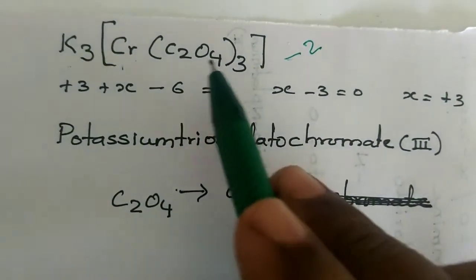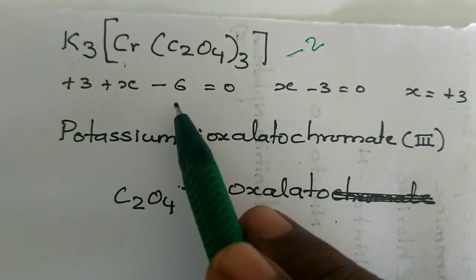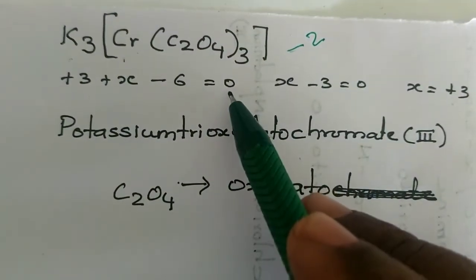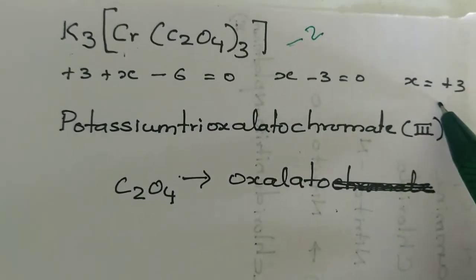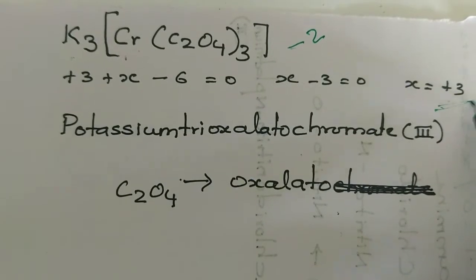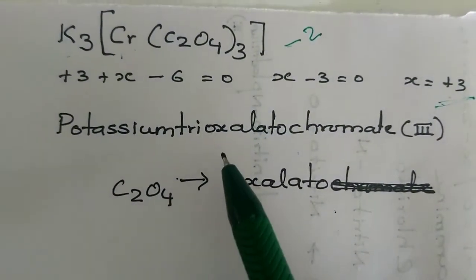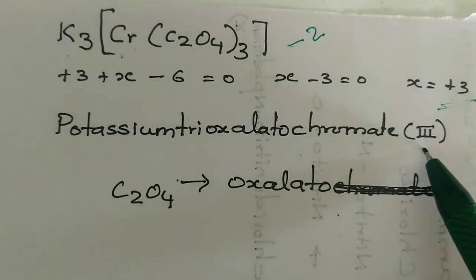So minus 2 into 3 is minus 6. Equal to, no charge is given, so 0. That means X equals +3. So potassium trioxalatochromate(III).